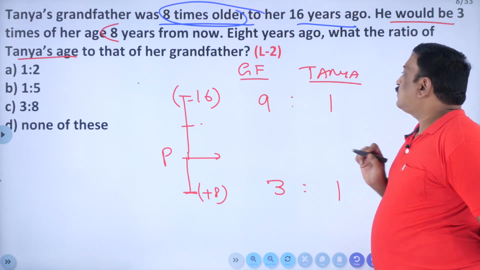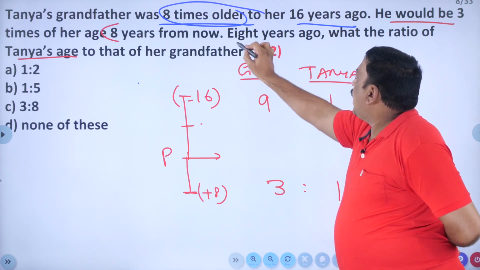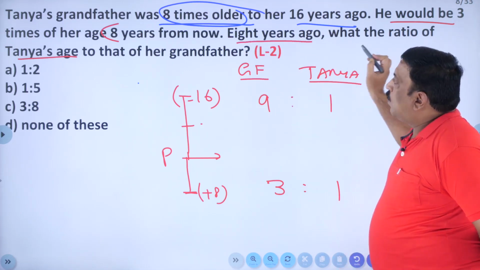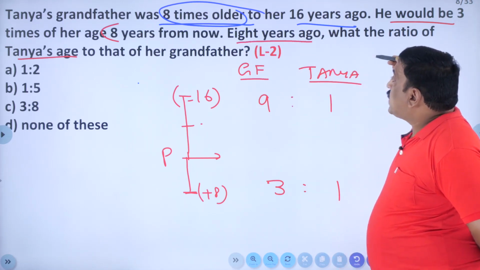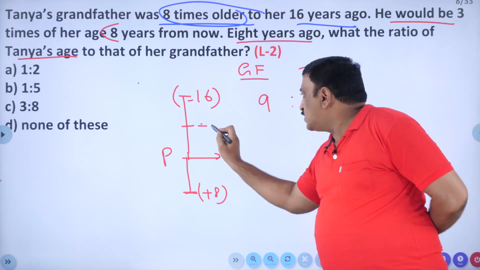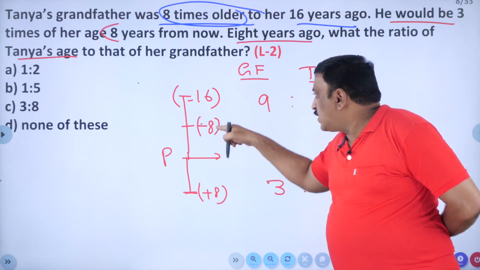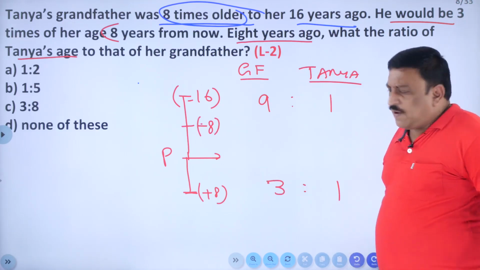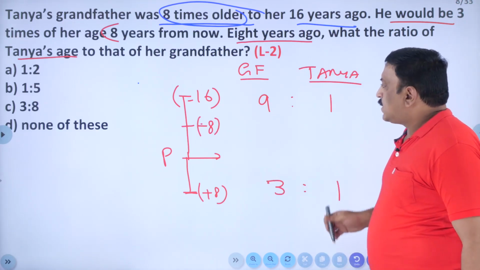Now, here they gave 8 years ago. From now, 8 years ago, what is the ratio of Tanya? That means 8 years ago means this one. The question part is now this part. Okay, what are the cases now? Let us start here.